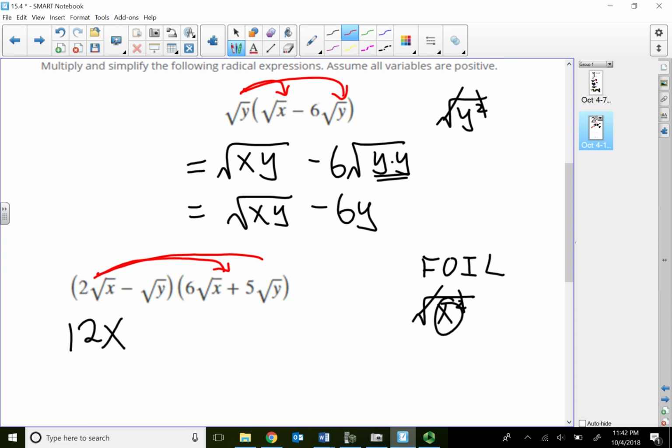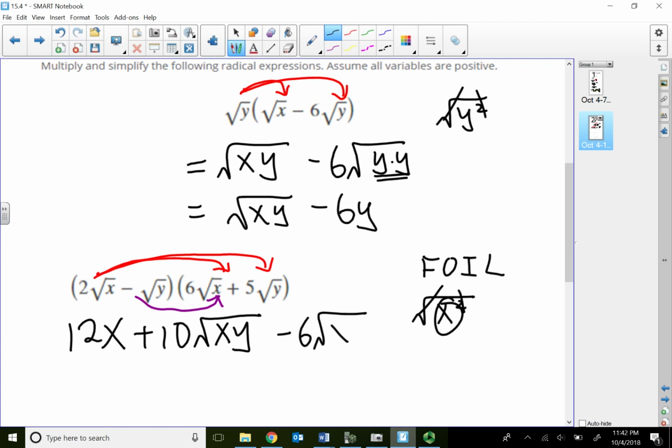Next, 2 times the square root of x times positive 5 square root of y. 2 times 5 is positive 10. The square root of x times the square root of y is the square root of xy. So that's my outer. Let's do inner: negative square root of y times positive 6 square root of x. That will be negative 6 square root of xy.